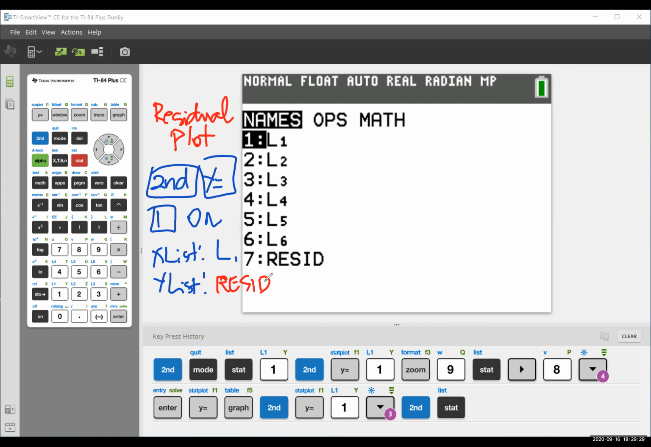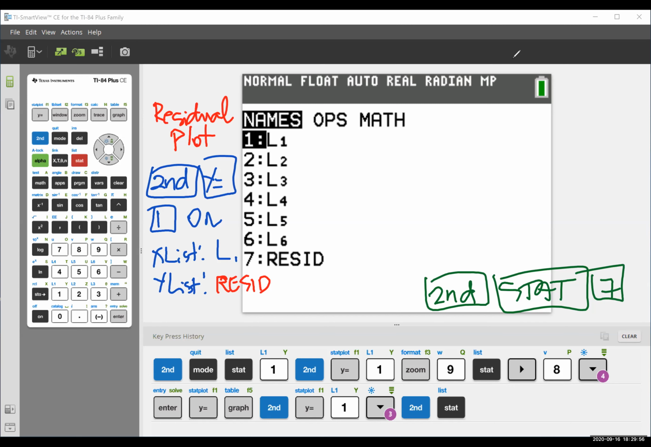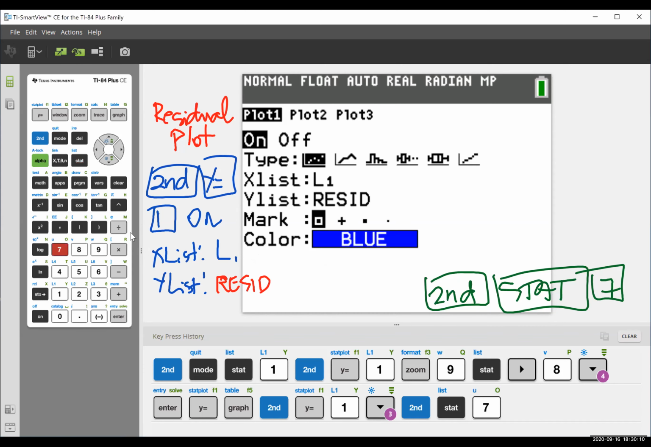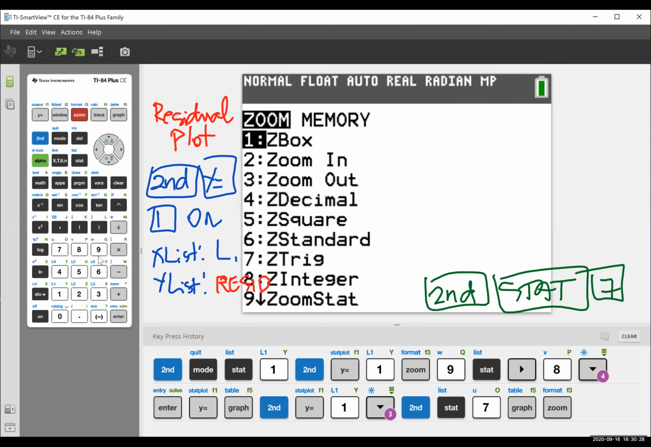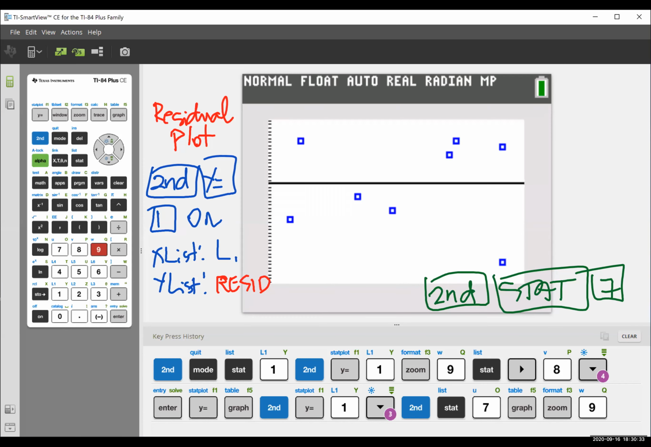So you need to change it to residual. How do you change it to residual? Second stat, and then choose 7. Yes. So let's do that. With the second stat, then choose 7, and there you go. You already changed the Y list. Instead of L2, it is now residual. And then zoom 9 or graph. Zoom 9, sorry, zoom 9. And this is your residual plot.